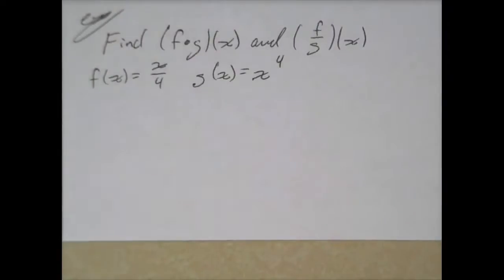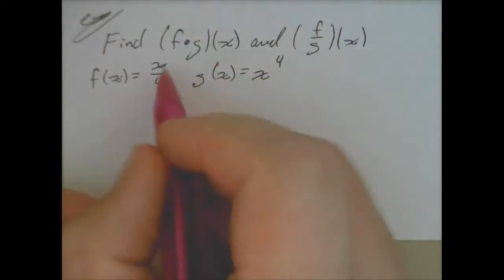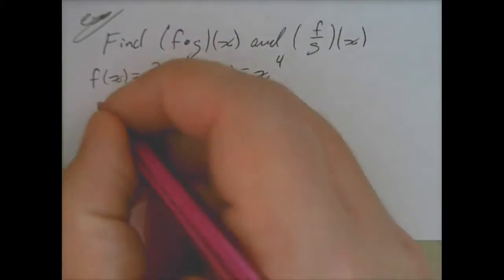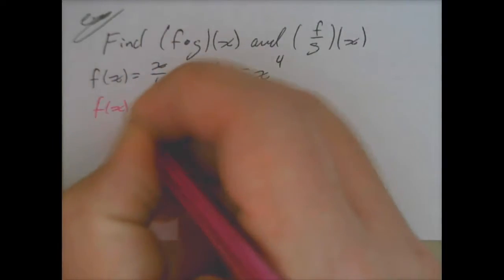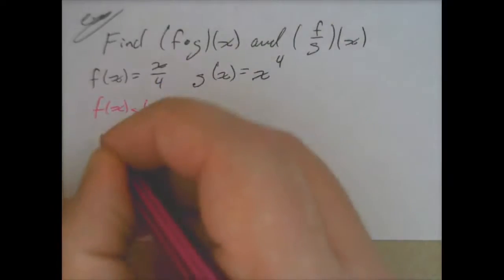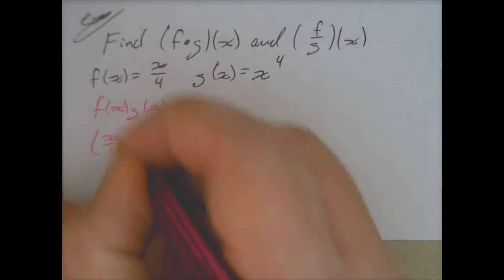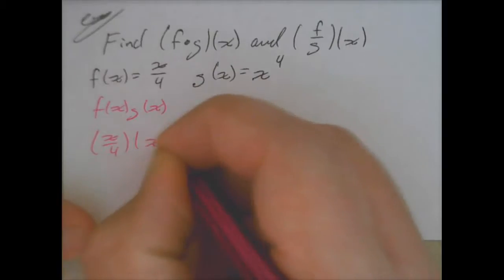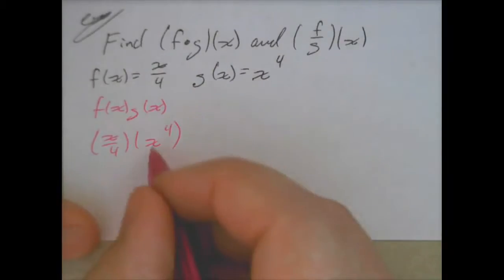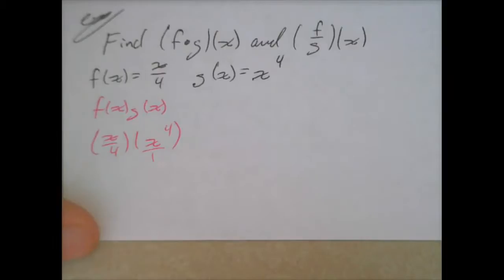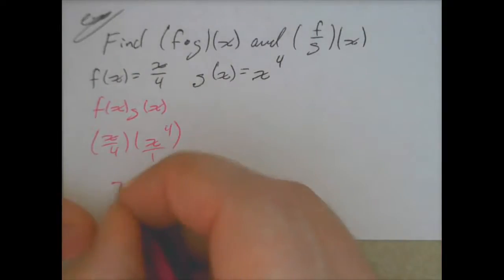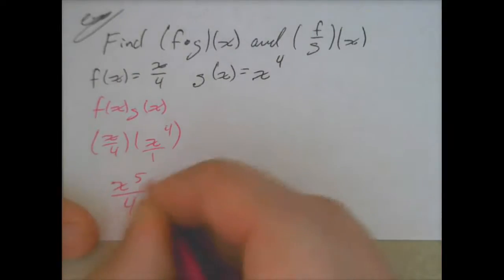Alright, looking at our next example. Go ahead and remember to pause the video, copy it down, and here we go. So with this one, this is still multiplication, so f of x times g of x. So I have f of x is x over 4. G of x is x to the 4th. These are going to multiply together because this is like x to the 4th over 1. So x times x to the 4th is x to the 5th divided by 4.